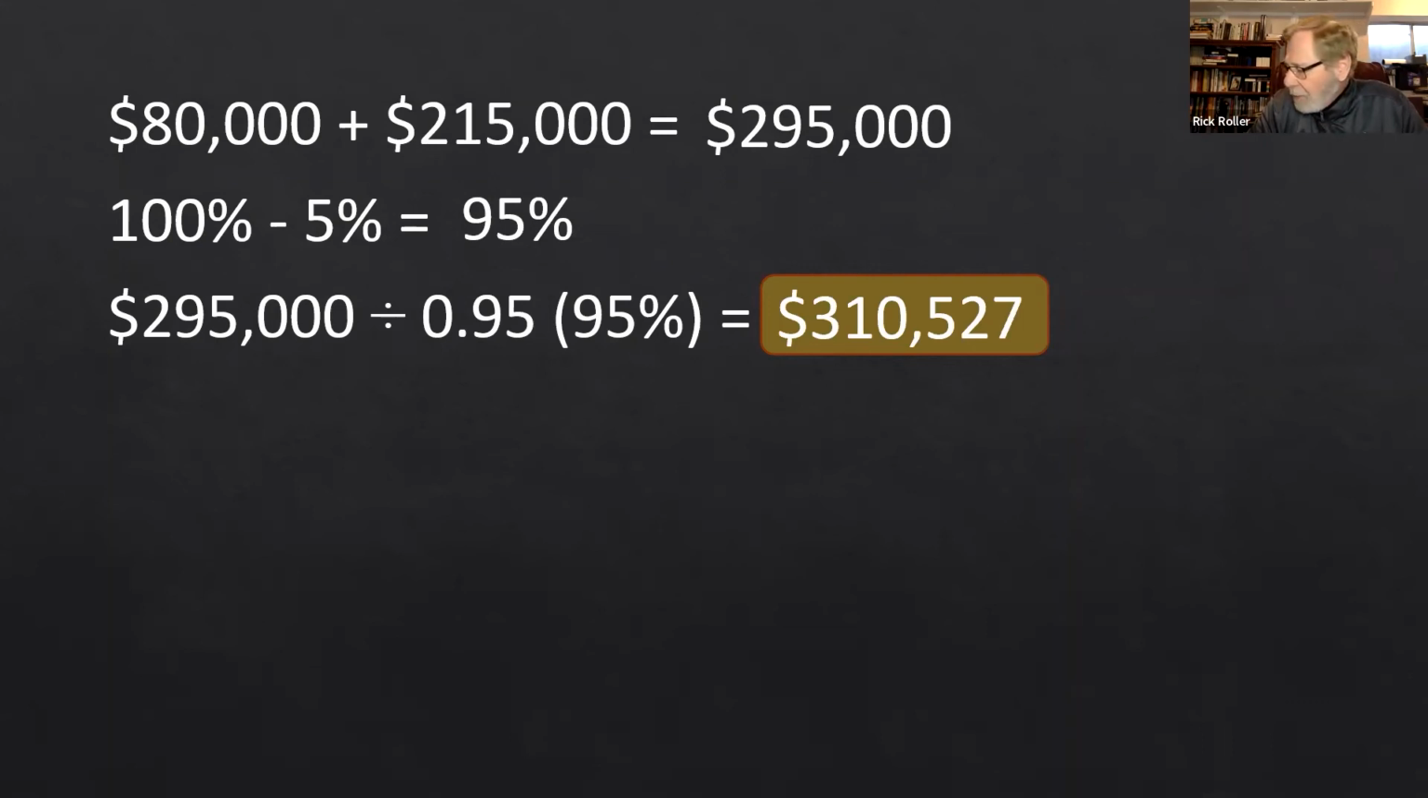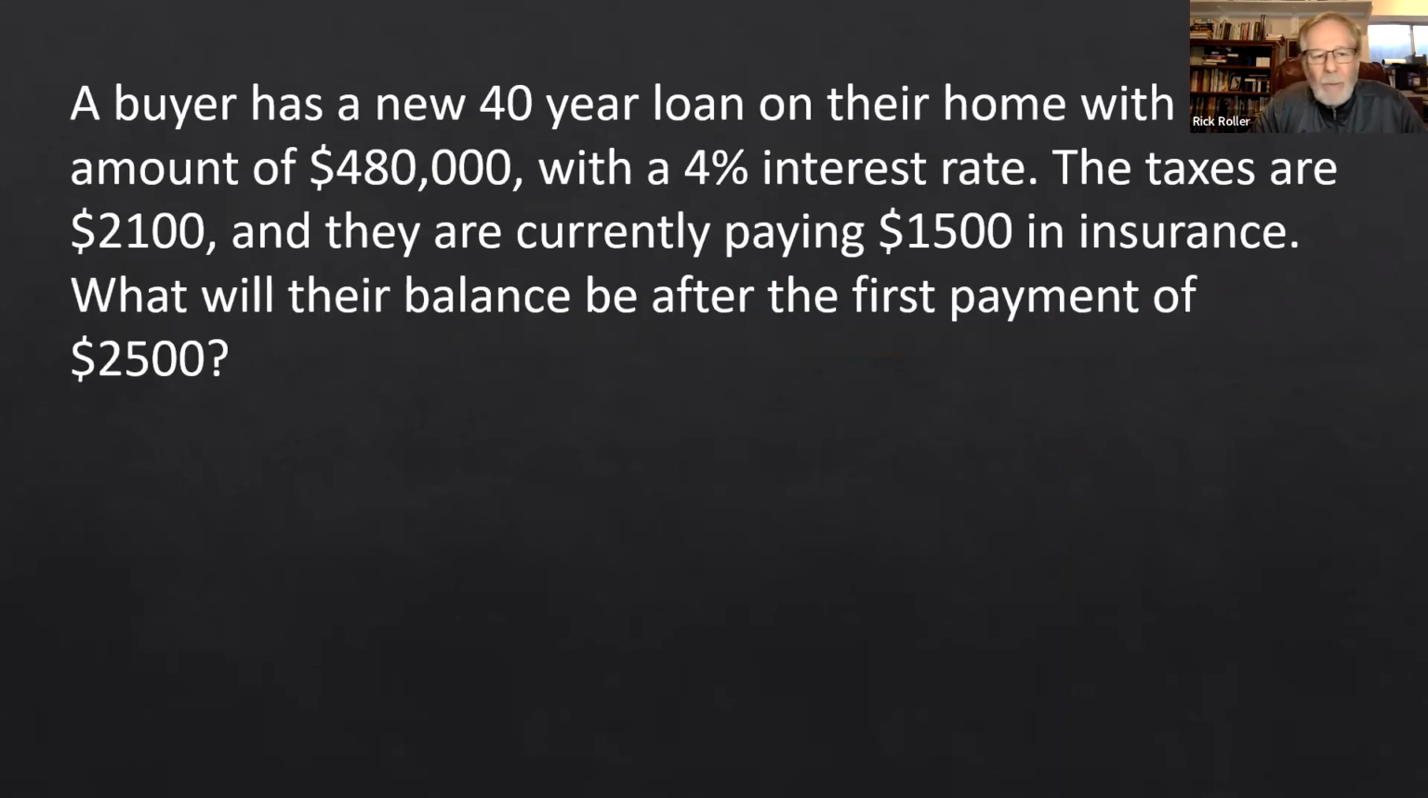So we look at our answers and we find that one and we take it and we move on to the next question. Okay, this next buyer has a new 40-year loan on their home with a total amount of $480,000, 4% interest rate. Taxes are $2,100. Are taxes annual or monthly? My gosh, they better be annual. You want to pay $2,100 in property tax every month? That's like another house payment.